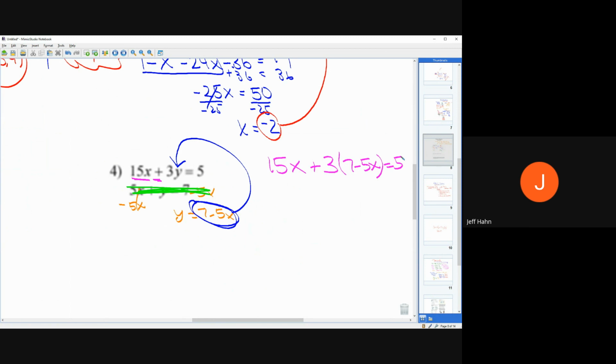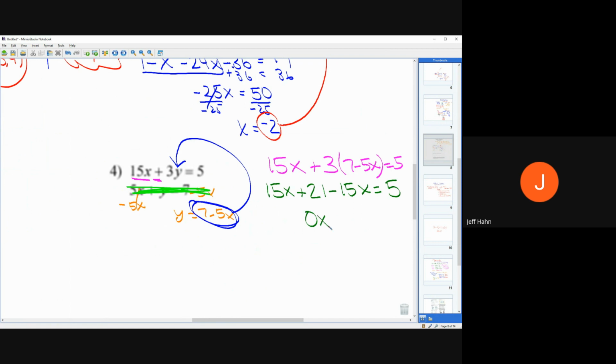You want to solve the rest of that, or shall I? Of course we shall. So here we go. 15x plus 21 minus 15x equals 5. Okay, what happens now, boys and girls? What is 15x minus 15x?